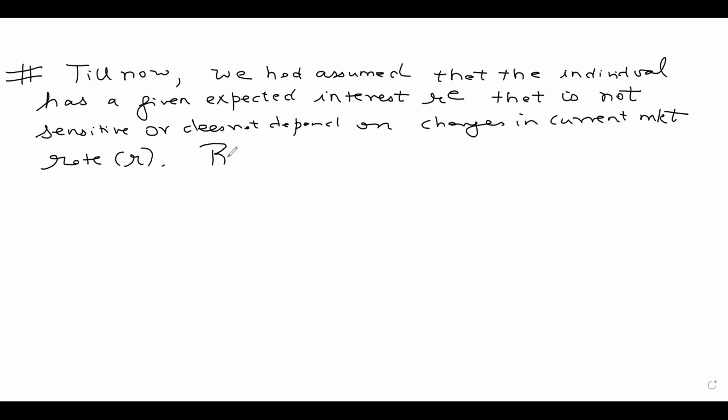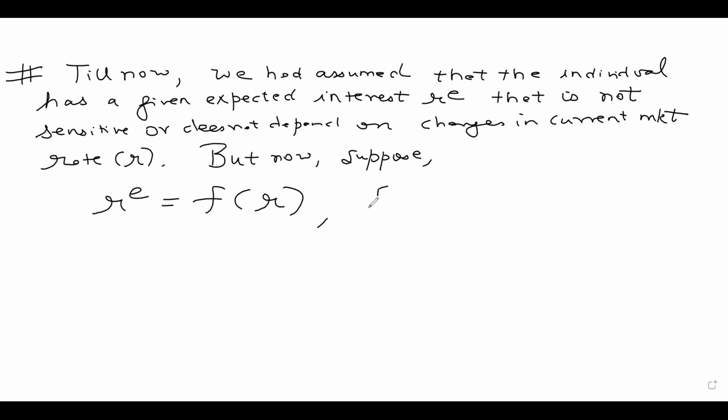But now, suppose the expected rate of return on the bond is some function of the actual rate of return today, with the sign of the derivative being positive. That means if the current market rate of return goes up, individuals also revise their expectations of the future market rate of return upwards.